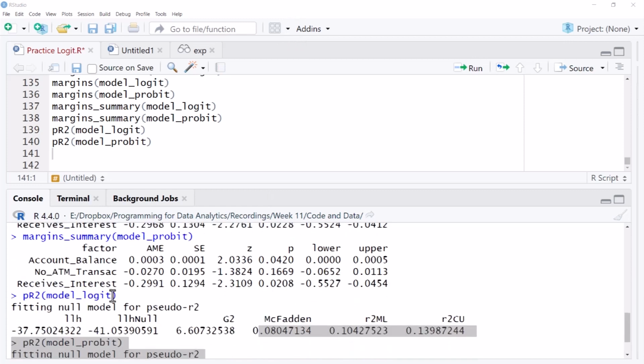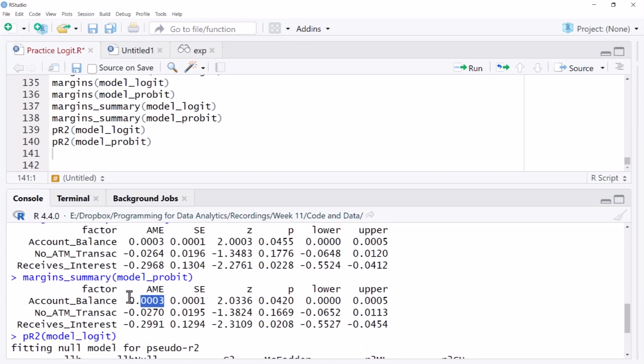Now let us interpret these average marginal effects. First and foremost, looking at this number 0.03% for account balance, it seems that customers with higher balances, on average, for each unit increase in account balance, have a 0.03% higher probability of owning the debit card. Vice versa, for each percentage point increase in interest rates, the probability of owning the debit card declines by 30%.